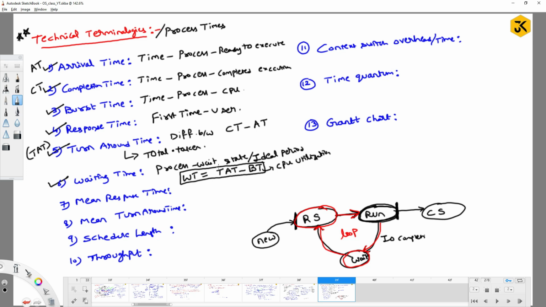Hope you understood. For example, a simple example: my class is going to start at 11 a.m. and it is going to complete at 1 p.m. I came to the class at 11 a.m. and the class ended at 1 p.m. So here the turnaround time will be 2 hours. Out of these 2 hours, how many hours have I actually taken the class?